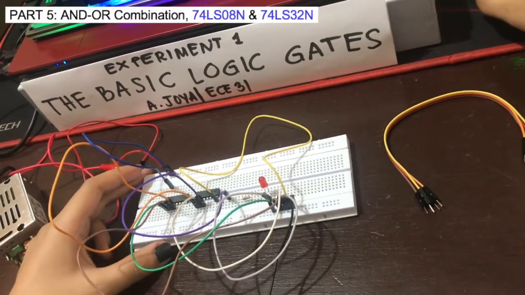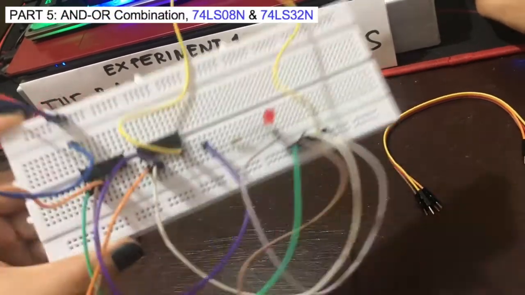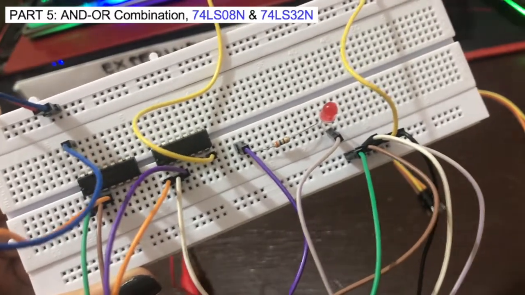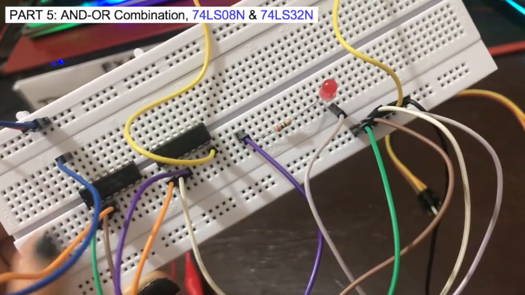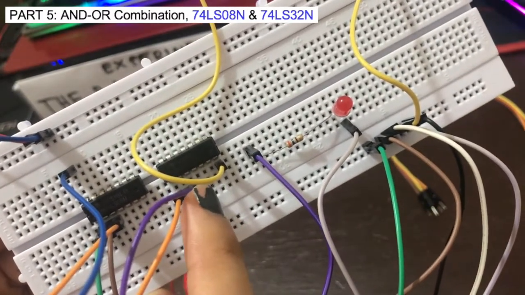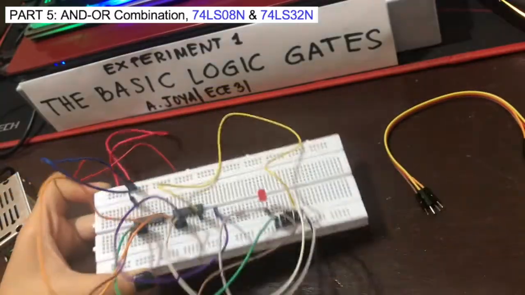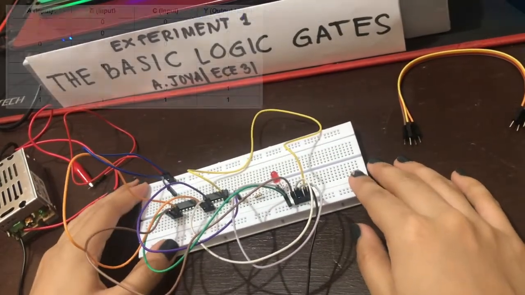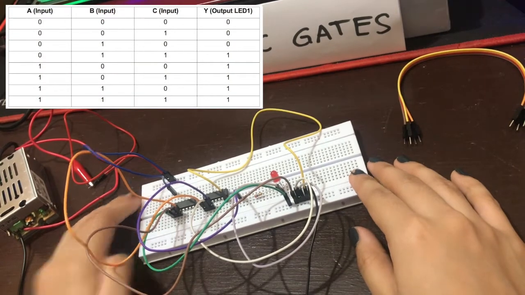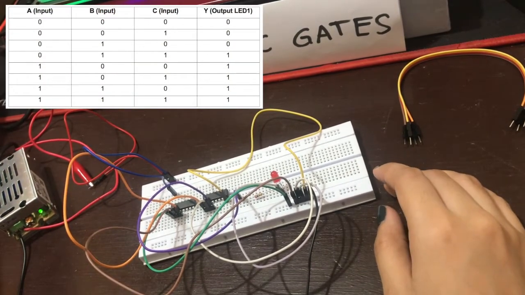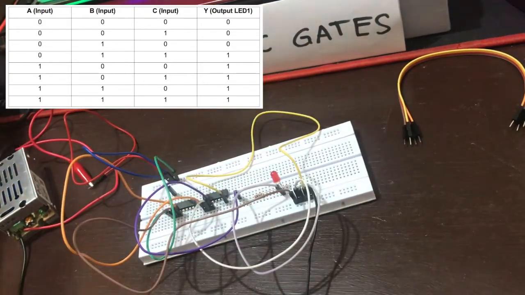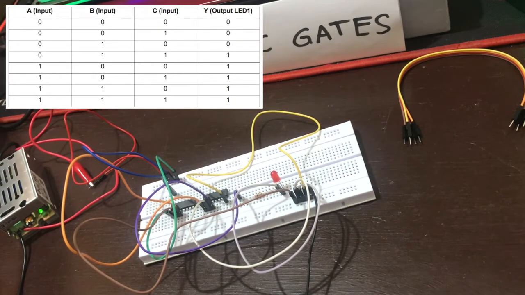Part 5. Combinational logic circuit. This is a circuit for an AND/OR combination with a 7408 and a 7432 IC. For AND/OR combination, when all of the input terminals are logic 0, output is logic 0. When only input C is logic 1, output is still logic 0.